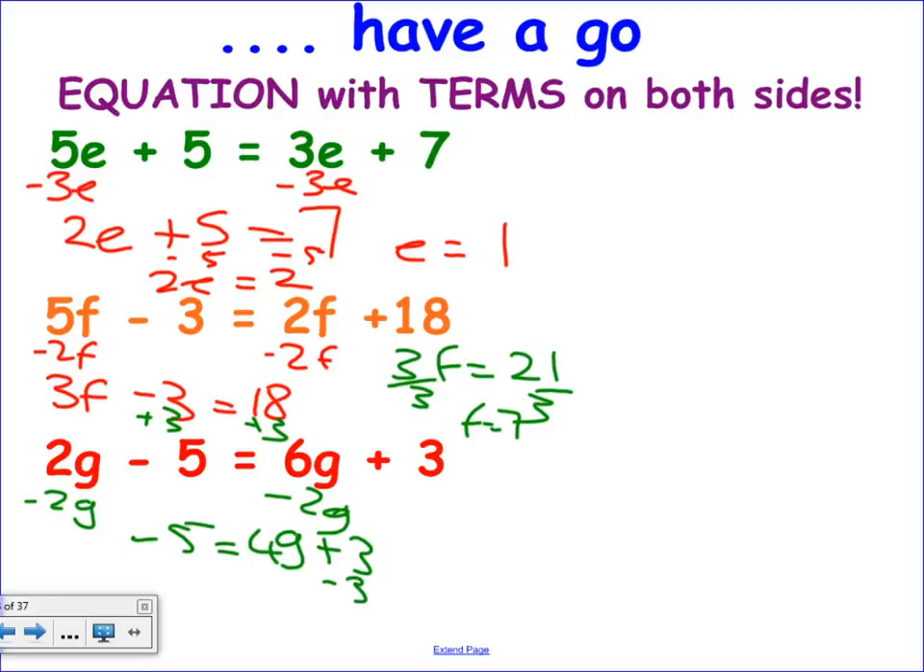So the next thing, minus 3 on both sides. So minus 5 minus 3 is minus 8, which is equal to 4g. Divide both sides by 4 and g is equal to minus 2. Happy days?